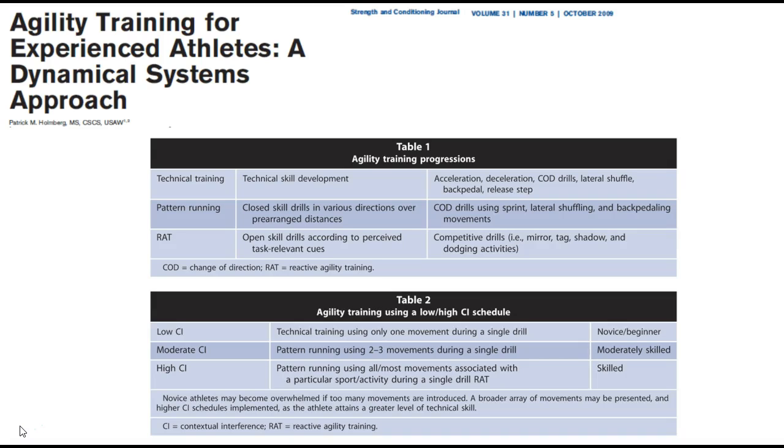So this is considered a dynamical systems approach from Holmberg, who put this out in 2009. This table can be used in conjunction with the development phase of the Agility Pyramid, and you can see some training progressions in order to give the coach a better idea of some practical applications for selection of drills during practice. So you can see suggestions for technical training versus pattern running, reactive agility training, as well as drills that would be useful in terms of change of direction.